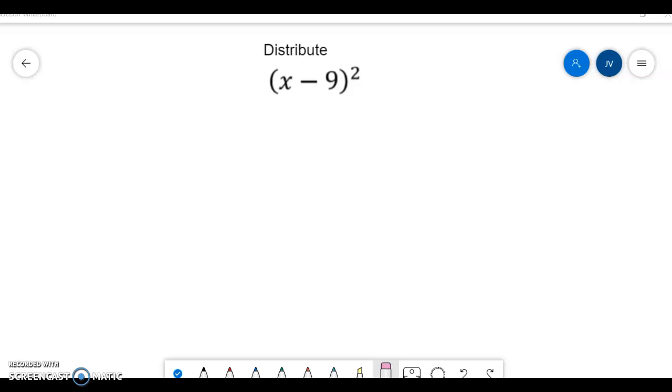I'm here to help you with distributing this (x - 9)². Okay, first thing we want you to notice is this little 2 right here. That means squared, which means the same number multiplied by itself. In this case, it's a whole parenthesis expression. So (x - 9) times (x - 9).